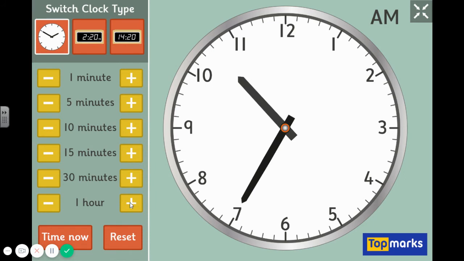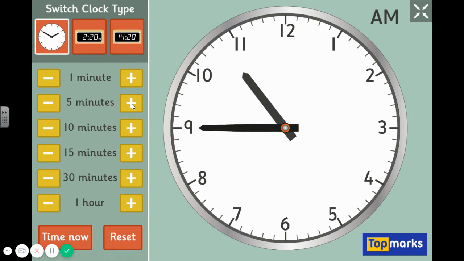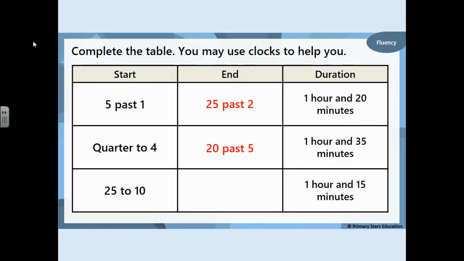Now that's given me the time is 25 to 11 and I'm going to add another 15 minutes. So I'm going to count in fives, 5, 10, 15. So my end time is 10 to 11.